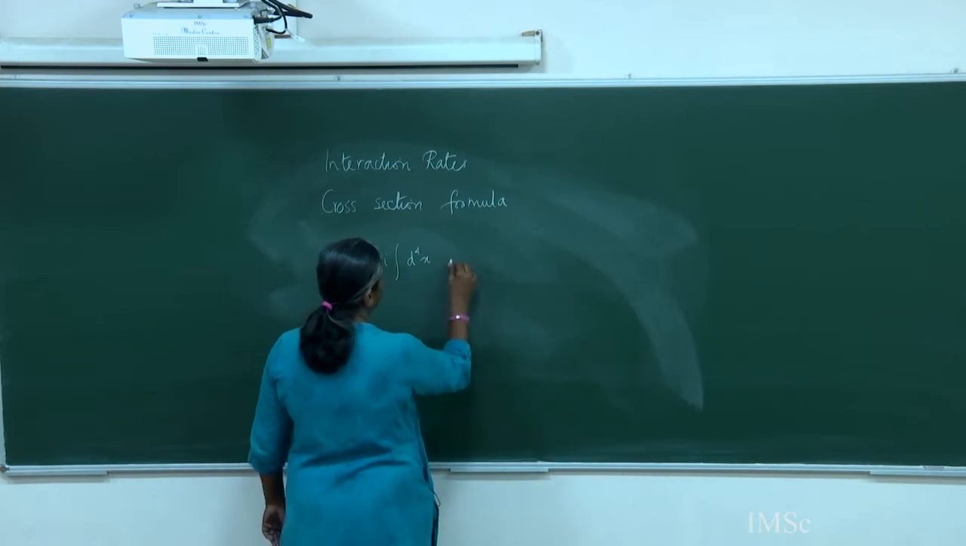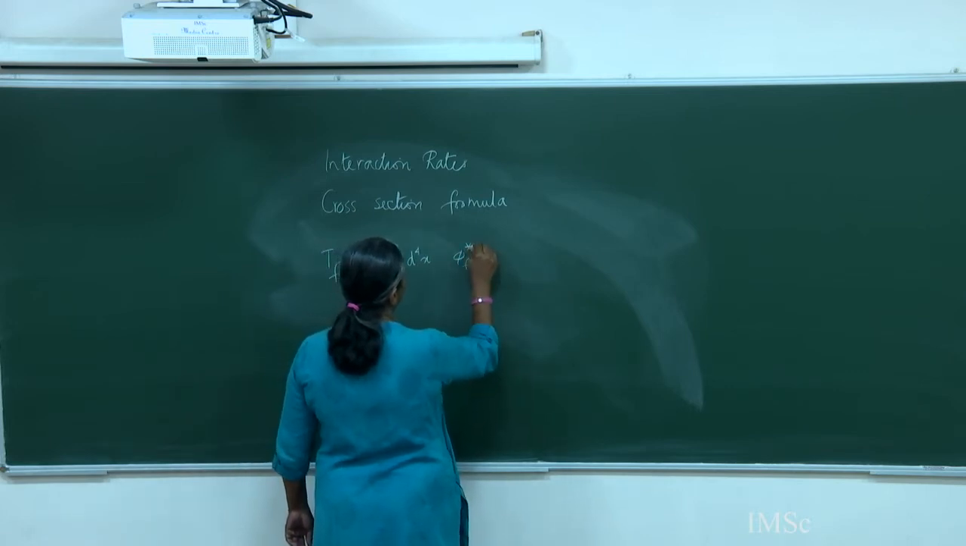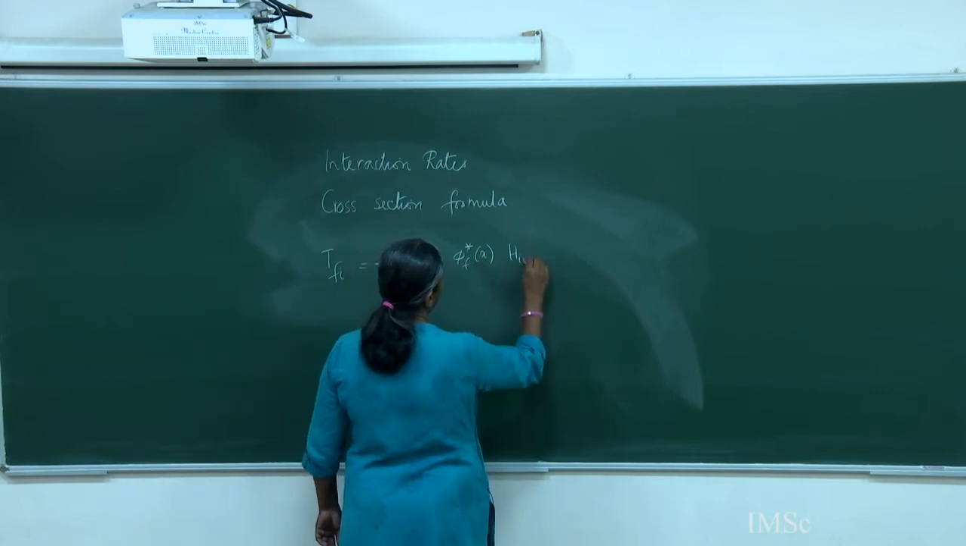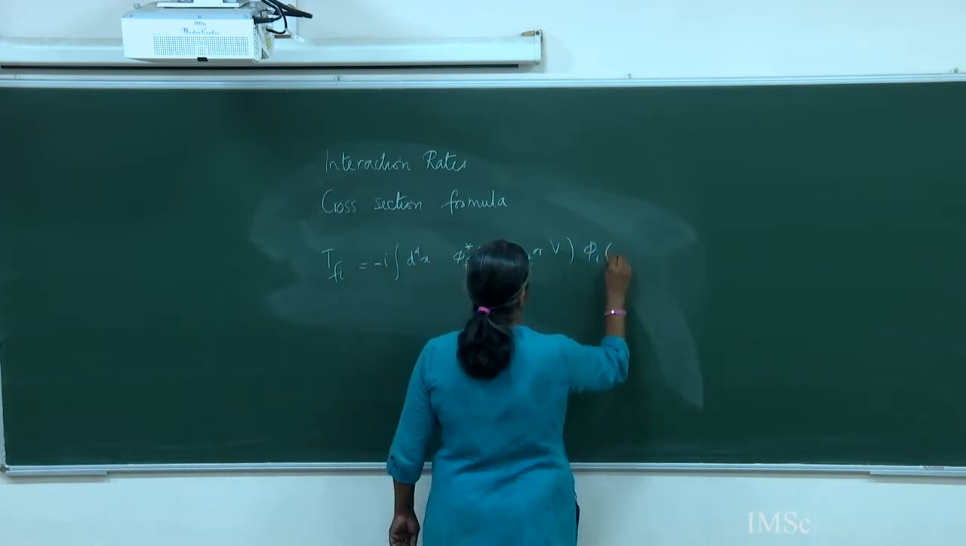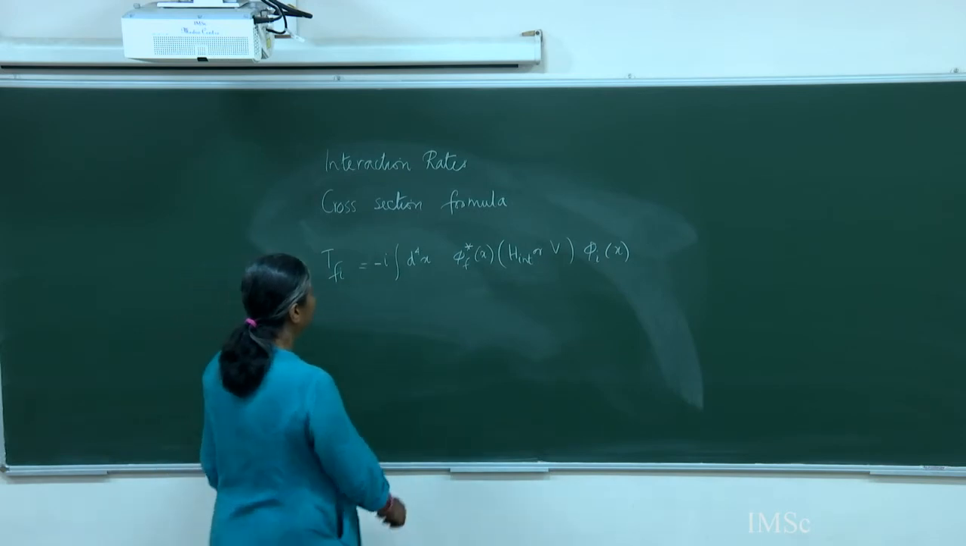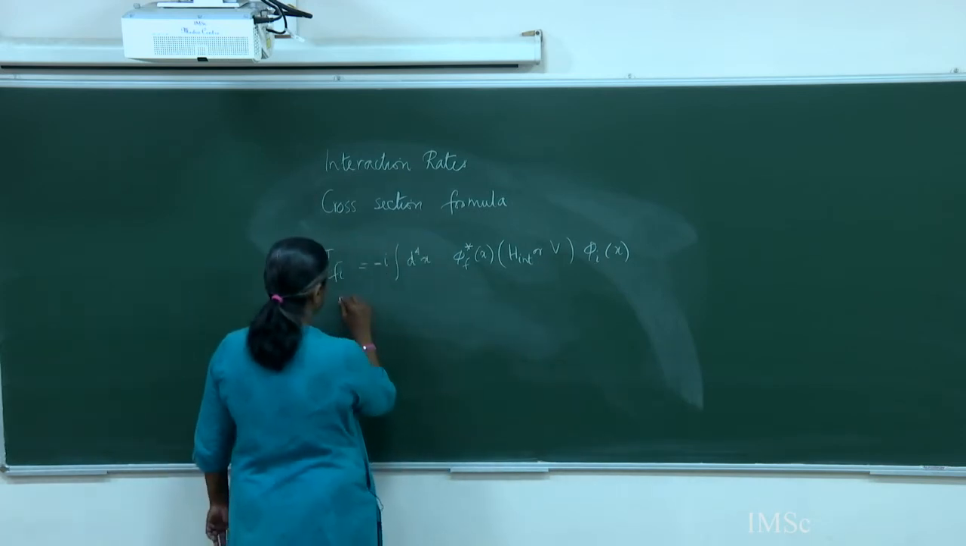Okay, and we had phi f star, which is a function of the 4 vector x, H int or V, times phi i again of 4 vector x. Okay, and then we use the Klein-Gordon equation. So we are looking now at, yeah.